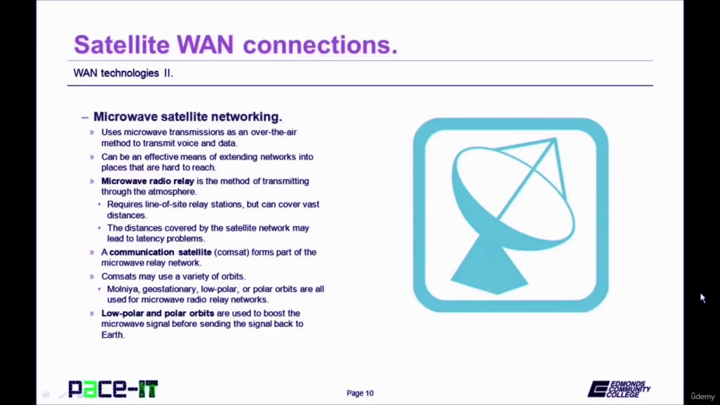I just talked about the communication satellite. They're also known as ComSats. These do form part of the microwave relay network. ComSats can use a variety of orbits, including the malignant, geostationary, low polar, or polar orbits. The low polar and polar orbits are used to boost microwave signals before sending the signal back to Earth.